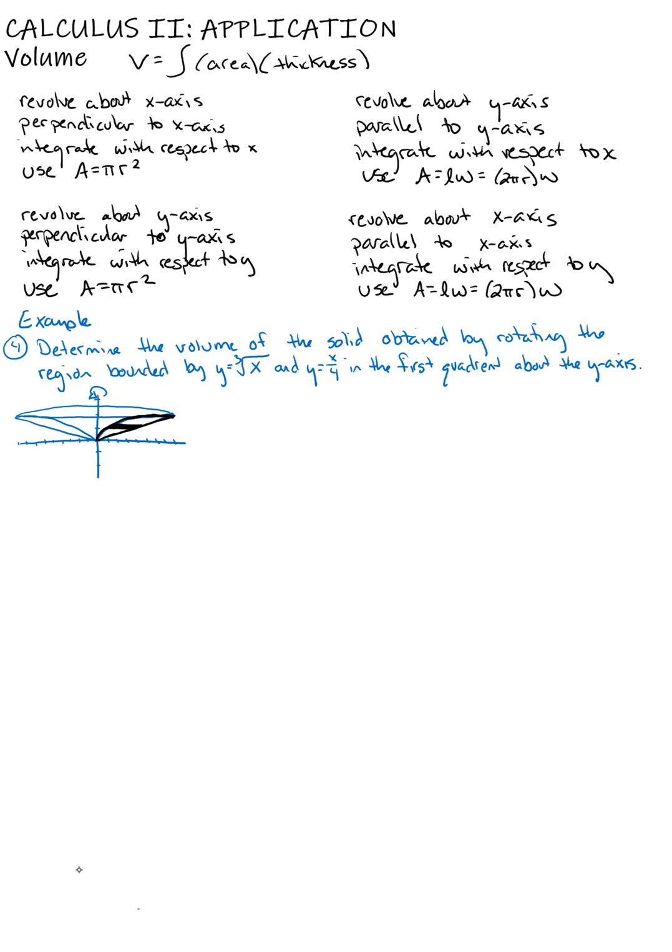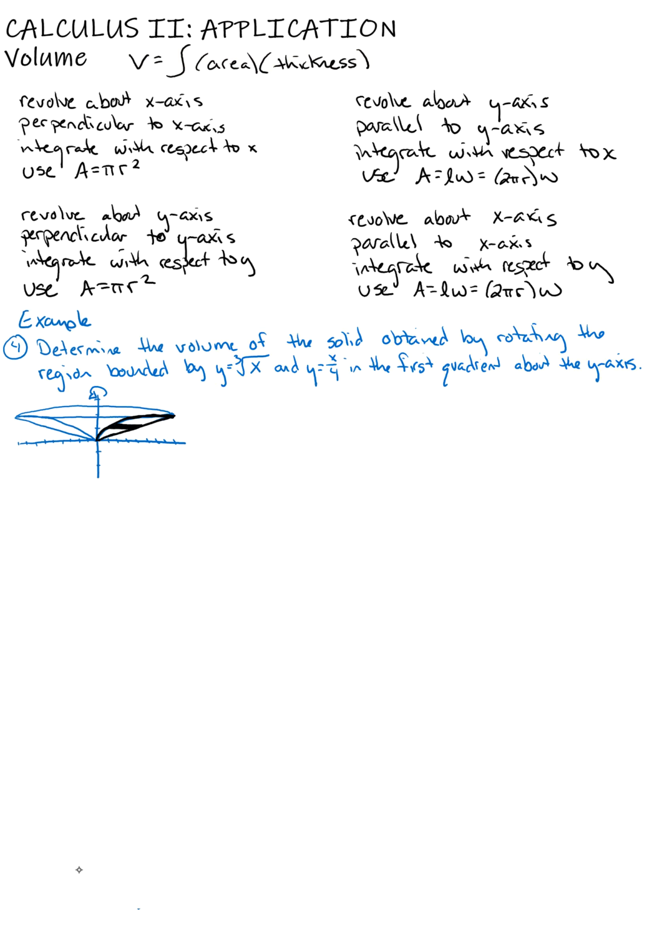I want to go over an example where we find the volume of a solid of revolution. Remember, in this situation, we'll consider the volume to be area times thickness. So let's determine the volume of the solid obtained by rotating the region bounded by y equal to the cube root of x and y equal to x over 4 in the first quadrant and rotated about the y-axis.